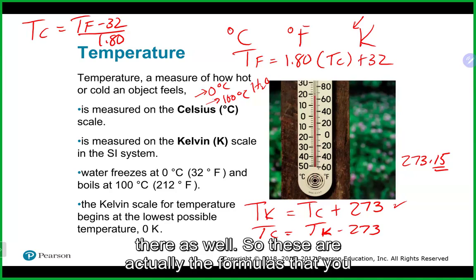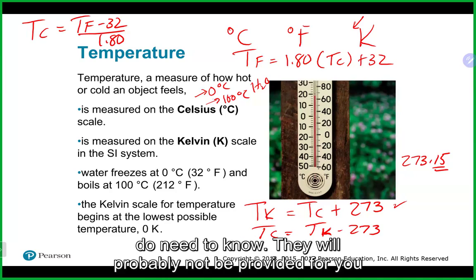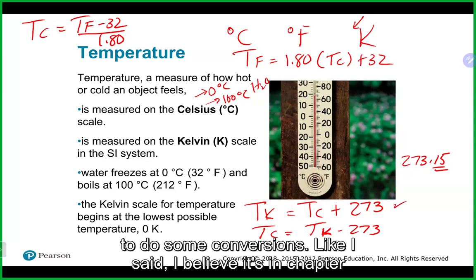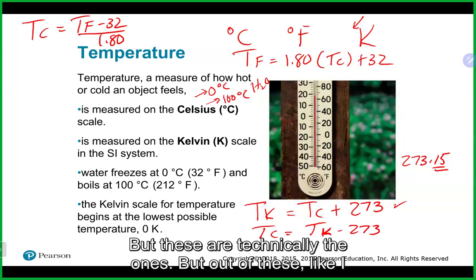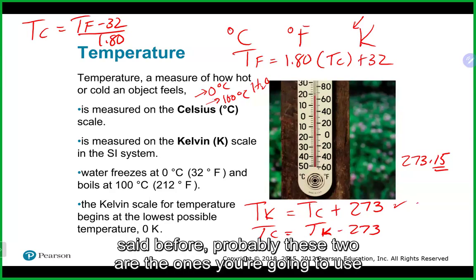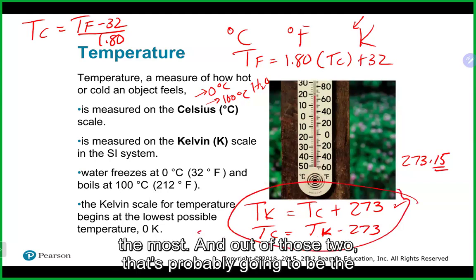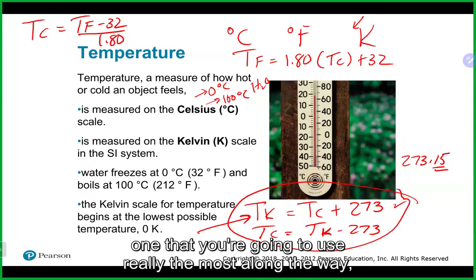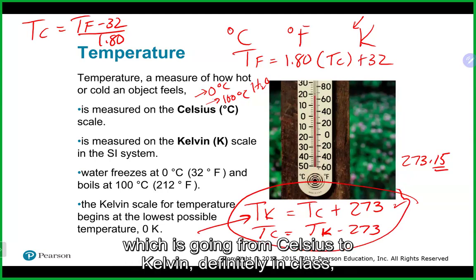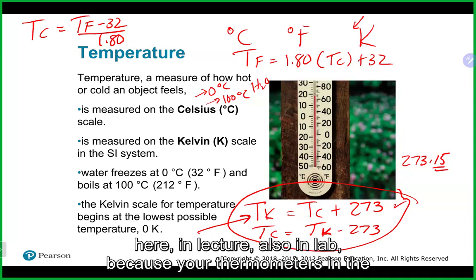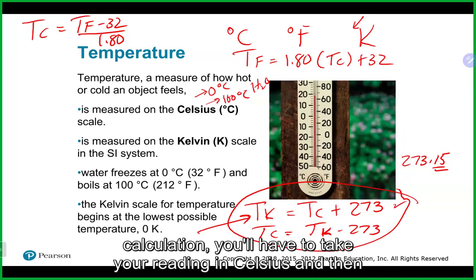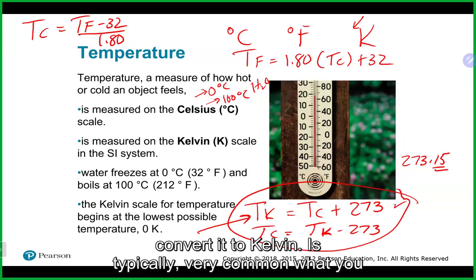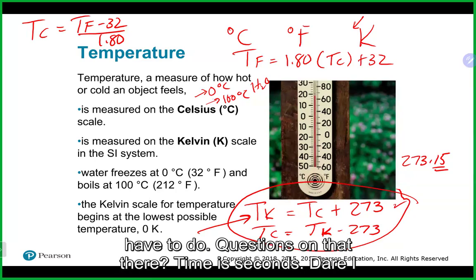So these are actually the formulas that you do need to know. They will probably not be provided for you to do some conversions. Like I said, I believe it's in chapter 3 where we'll do some examples on that, but these are technically the ones. Out of these, probably these two are the ones you're going to use the most. And out of those two, the one you're going to use really the most along the way is going from Celsius to Kelvin. Definitely in class here in lecture, also in lab, because your thermometers in the laboratory are in Celsius. If you have to do some type of calculation, you'll have to take your reading in Celsius and then convert it to Kelvin. That is typically very common. Question on that there.